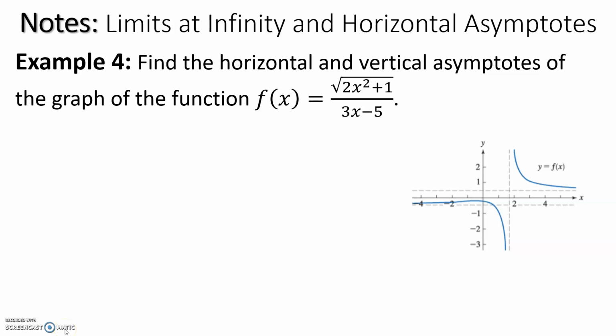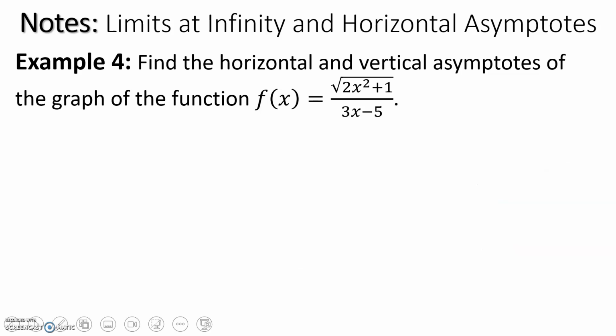All right, let's continue. This is part 2 of limits at infinity and horizontal asymptotes. Example 4. Find the horizontal and vertical asymptotes of the graph of the function f of x equals the square root of x squared plus 1 all over 3x minus 1. Let's start with our horizontal asymptote.